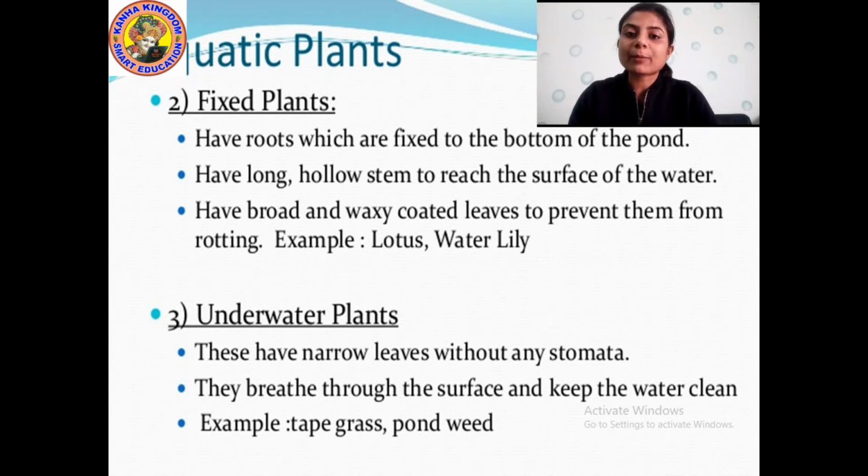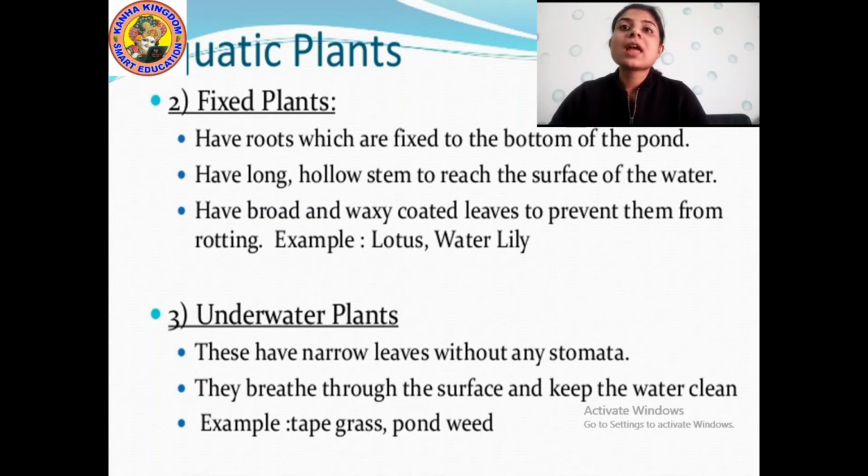Okay, though it floats above the water, the root reaches to the bottom of the pond, but not in the floating plants. The roots of the floating plants do not reach down to the bottom of the water. Only in fixed plants do the roots reach below the pond, and the stem of the plant is thin, hollow and long, and the leaves are broad in shape with a waxy coating so that it can be prevented from getting rotten.